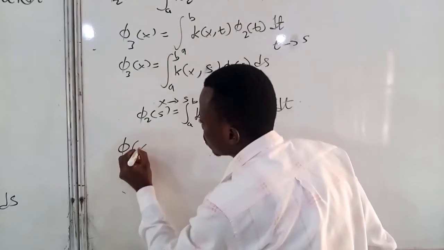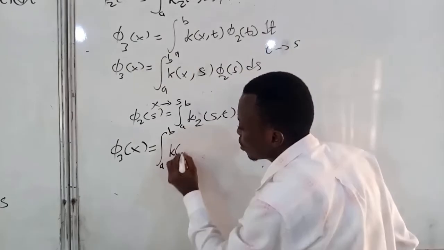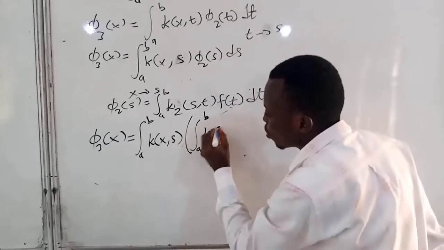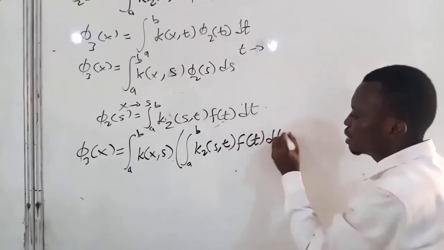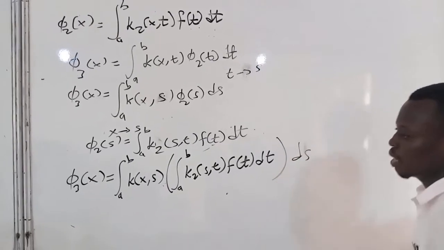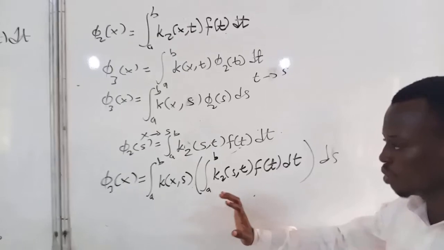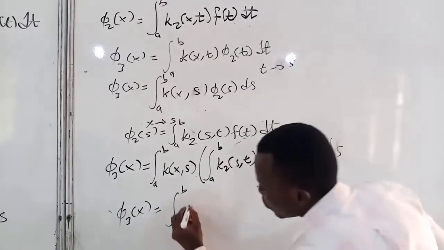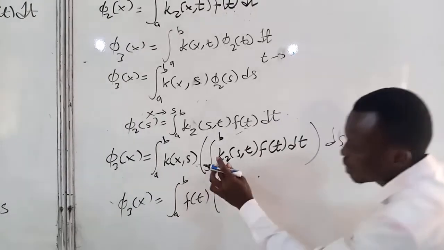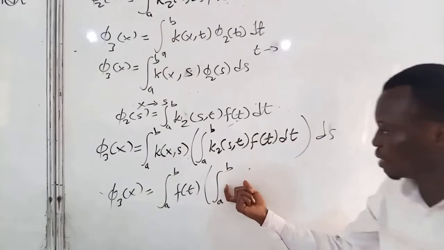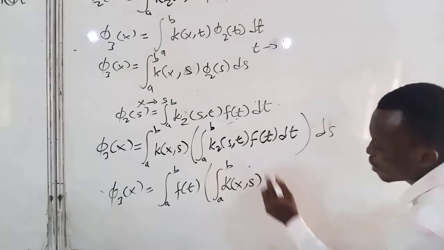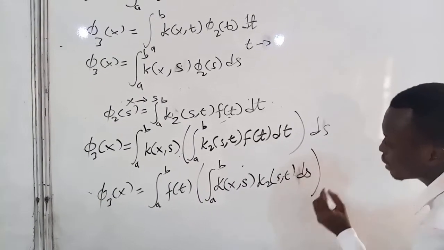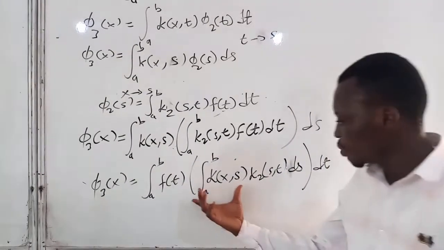Now phi 3 of s becomes integral from a to b k of s comma x, then phi 2 of s becomes, in brackets, integral from a to b k2 of st f of t dt, then ds. Now let's bring the dt outside and send the ds inside the equation. Our phi 3 of s becomes integral of a to b, then f of t outside, f of t into bracket integral of a to b, then this k of s will come inside the equation, k of s comma s, then times k2 of s comma t, ds into bracket dt.